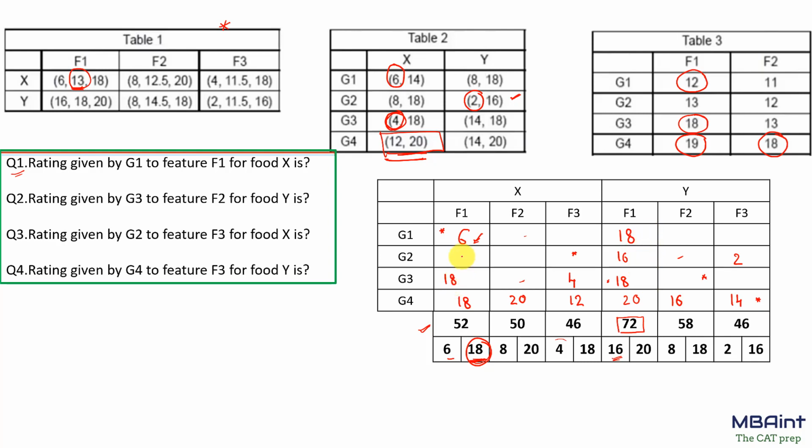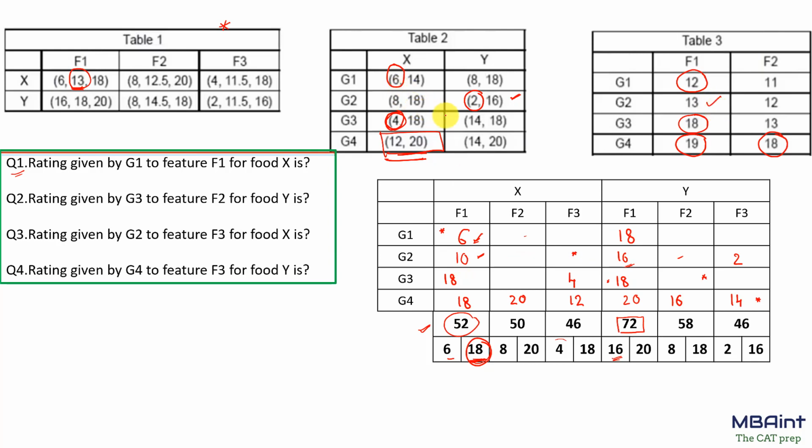Now if it is 18, I can fill the value in this cell because summation of this cell is 52. This is 36 plus 6 is 42. So this would be 10. Now if this is 10, I know that this is 16. Let's cross check this. The average is coming to be 13. So this is also perfect.